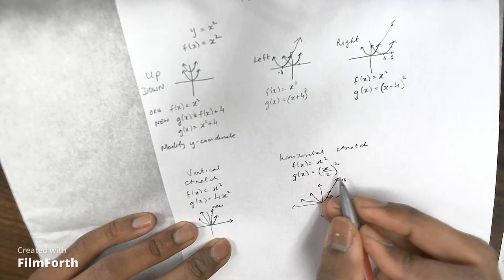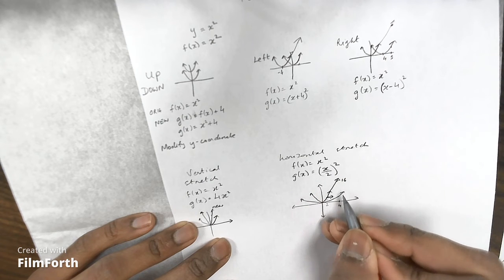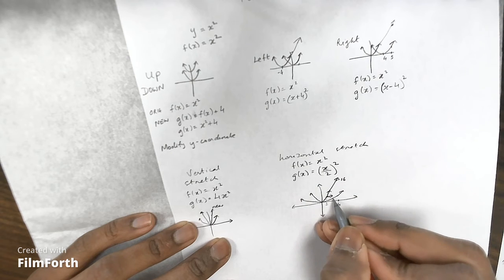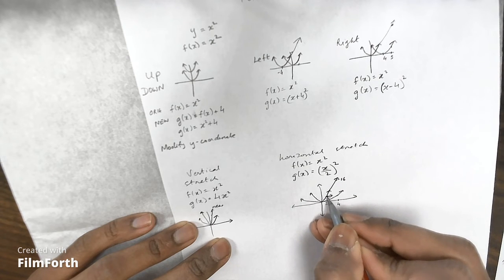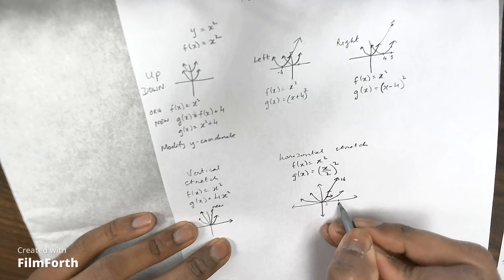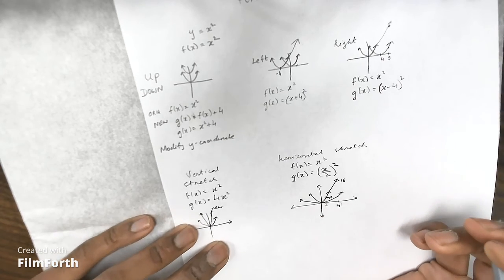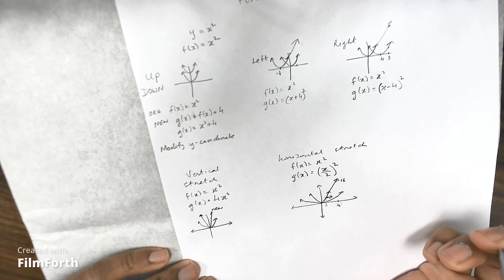How? Well, you are changing the x coordinate. You're saying when I have a 4, I will take a 2. When I have a 6, I will take a 3. That way, this point from here will move there. So when I'm at 4, I'm taking the output of 2, the original output of 2, and so on. So this can be done for any function, right?